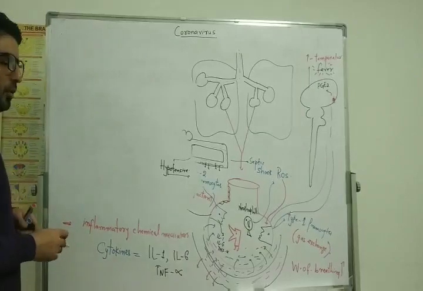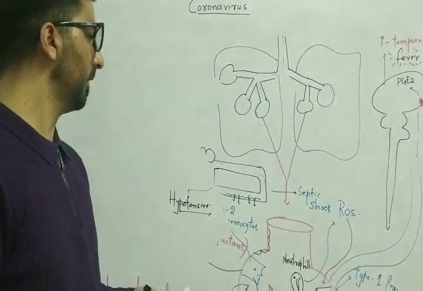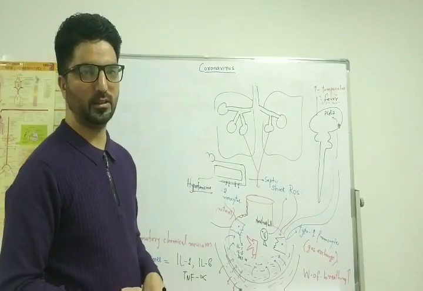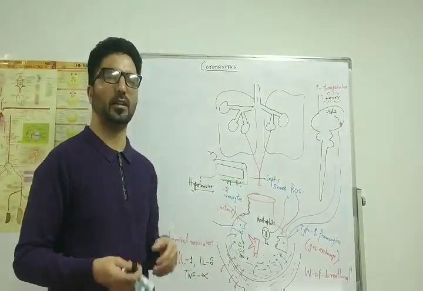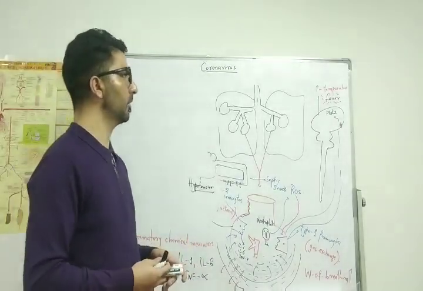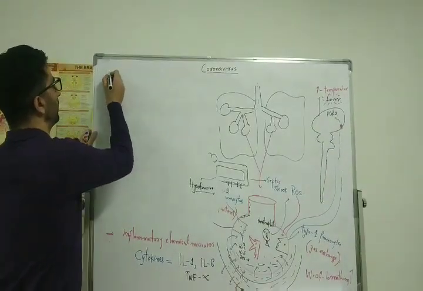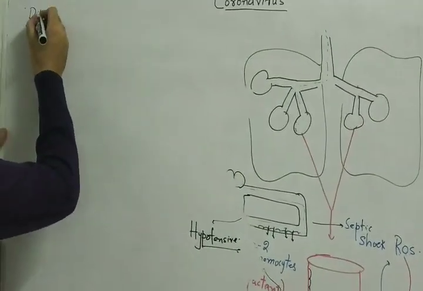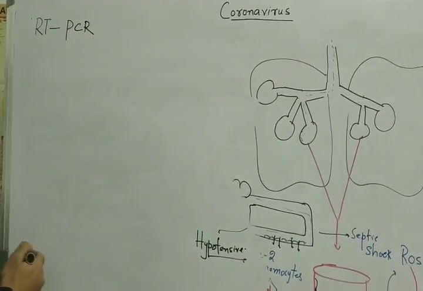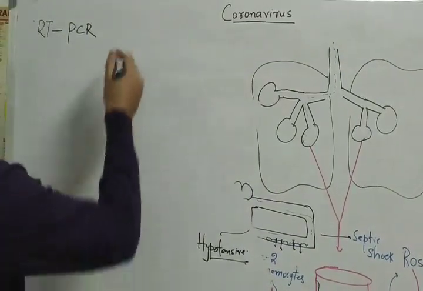Okay. Now we will see what tests are done for the coronavirus. First of all, I forgot that the incubation period of the coronavirus is, some say 4 days, some say 14 days. So the incubation period for the coronavirus is 4 to 14 days. There are special tests. How can we detect the coronavirus? The first test is the RT-PCR test. This is a special test, but this test takes much time.